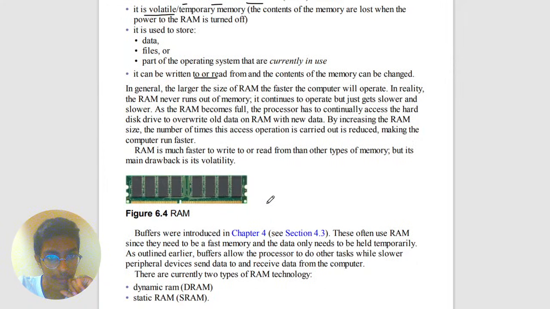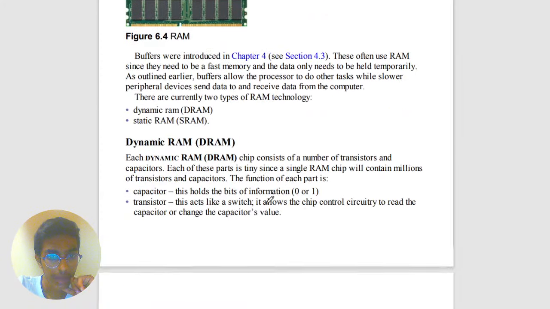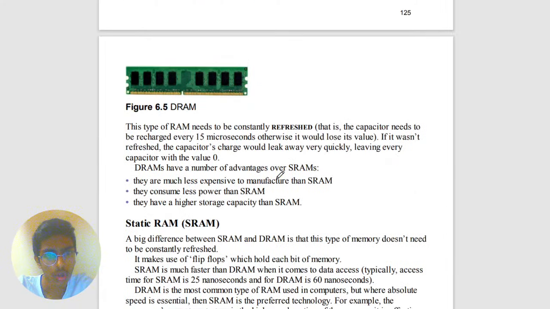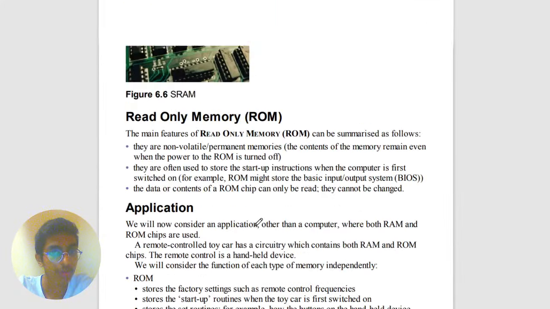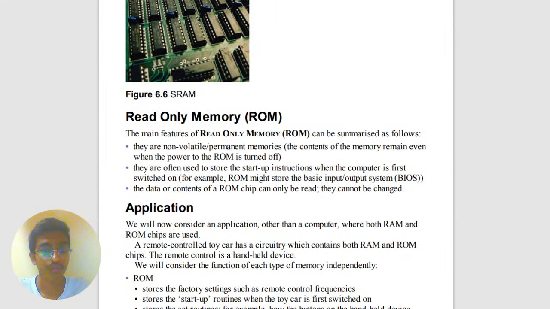Then we have the dynamic RAM, the DRAM. This basically means a number of transistors, tiny single RAM chips that contain millions of transistors and capacitors. Usually in this IGCSE exam, you only need to know RAM and ROM. You don't need to know DRAM, so I'm just going to skip that for now.